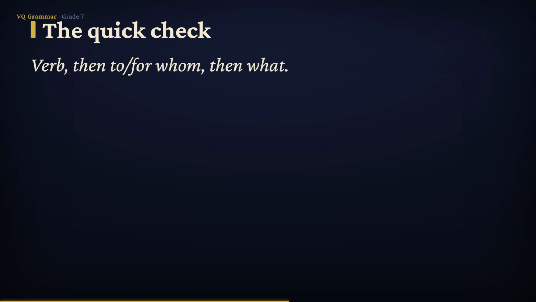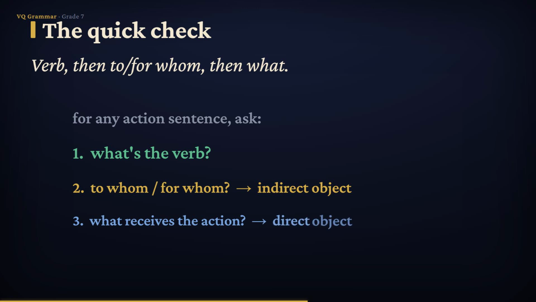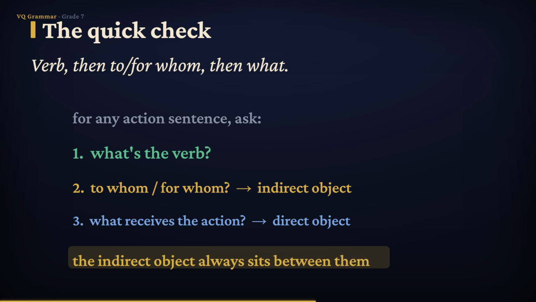Let's boil it into a quick check you can run on any action sentence. First, find the verb, the action. Second, ask to whom or for whom that action happened. If there's an answer, that's your indirect object. Third, ask what actually received the action. That's your direct object. And always remember where the indirect object lives, right between the verb and the direct object.